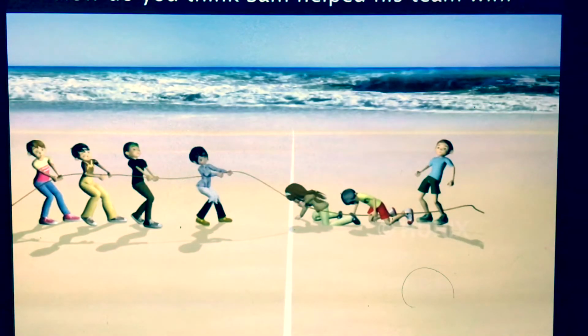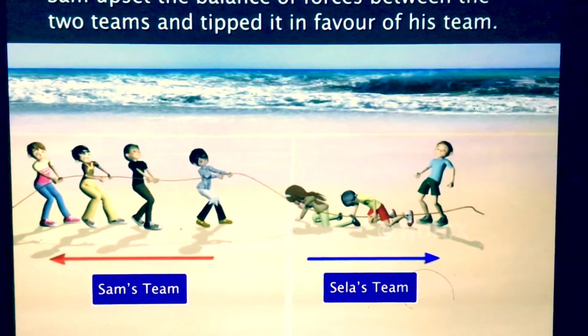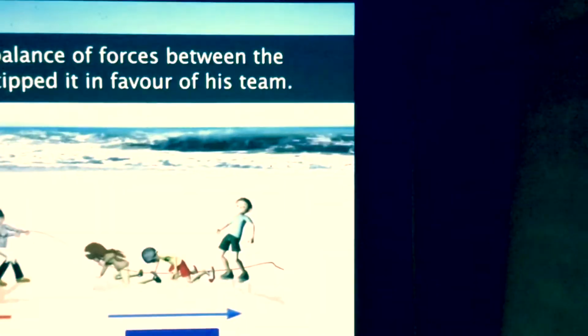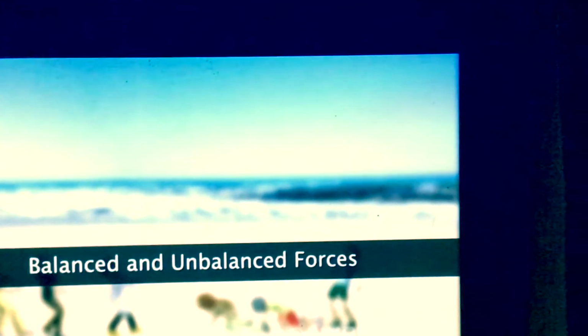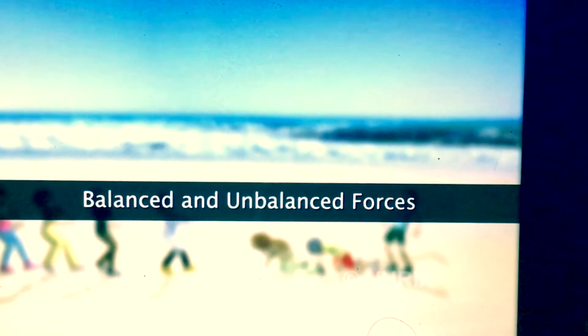How do you think Sam helped his team win? Sam upset the balance of forces between the two teams and tipped it in favor of his team. What do we mean by balanced and unbalanced forces? Let's find out.